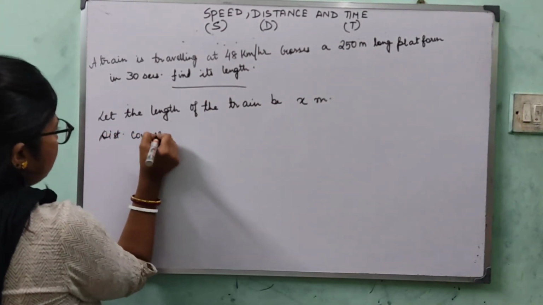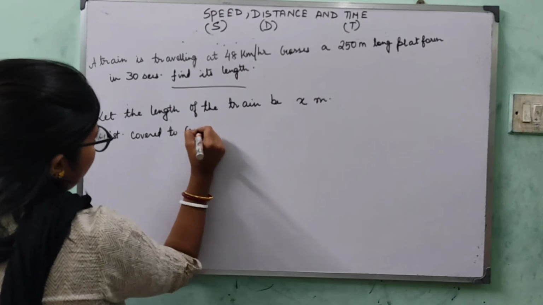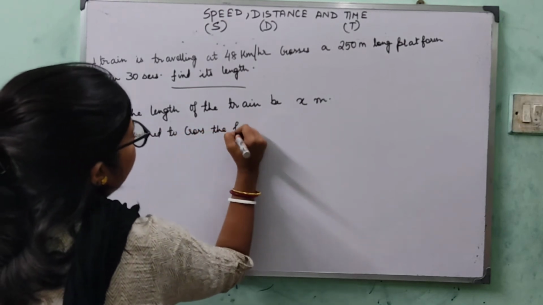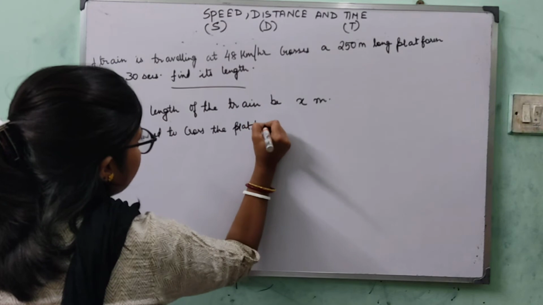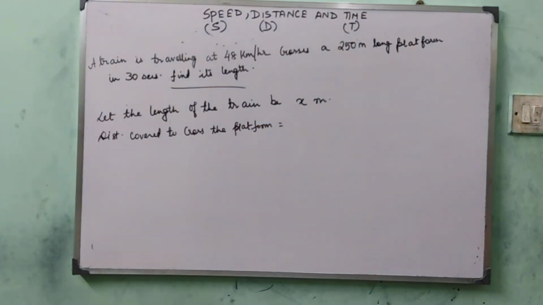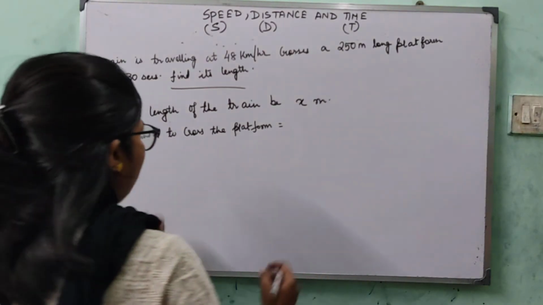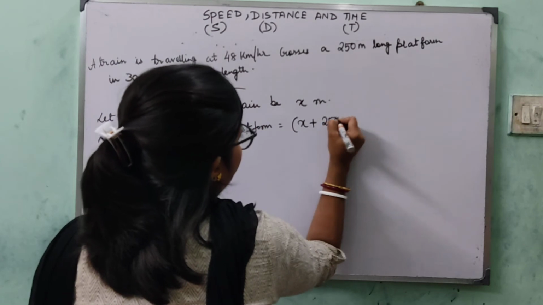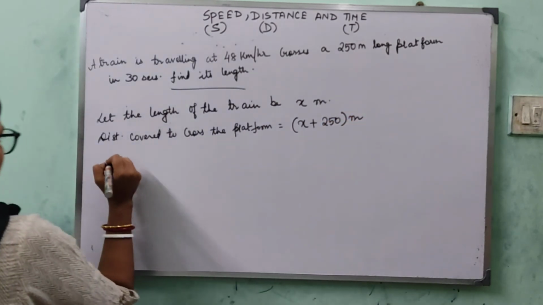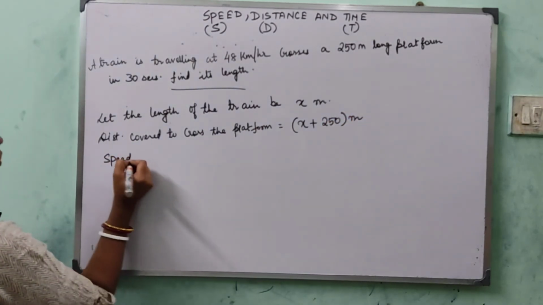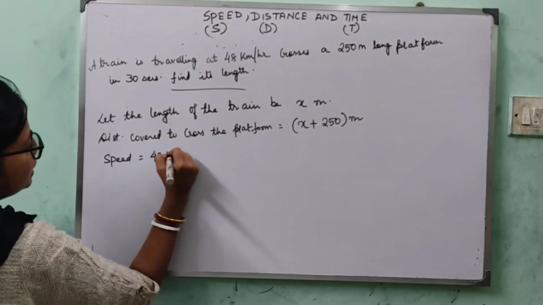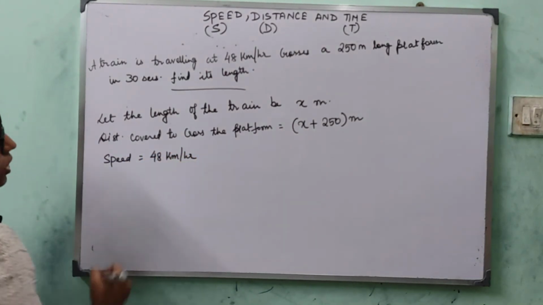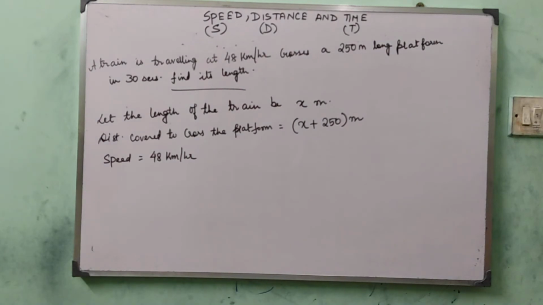distance covered to cross the platform. We have seen that whenever a train is crossing a platform, what is the distance covered? The distance is the sum of its length plus length of the platform. Speed is given to us as 48 km/h. So we know that 48 km/h has to be changed into meter per second.